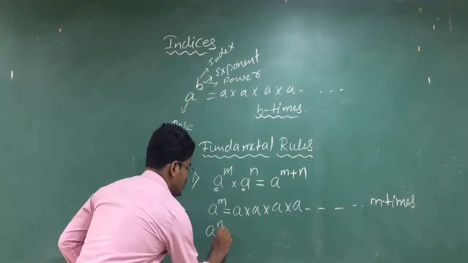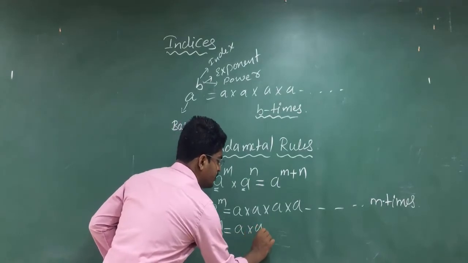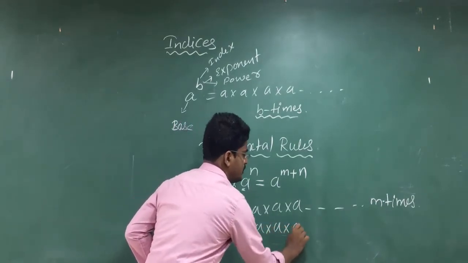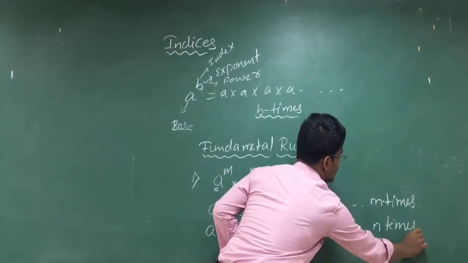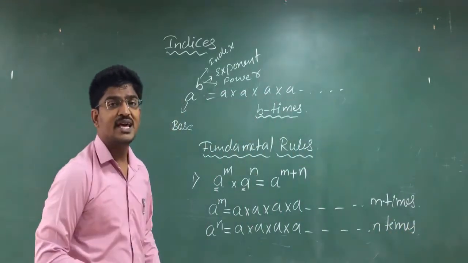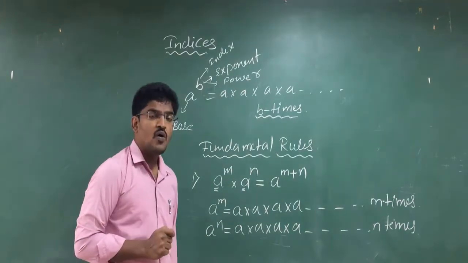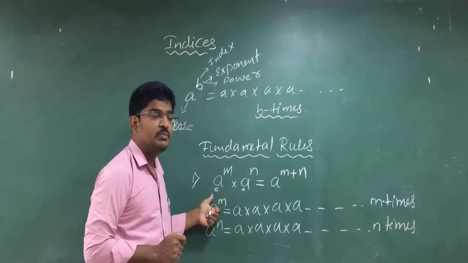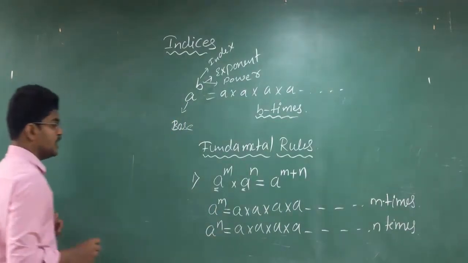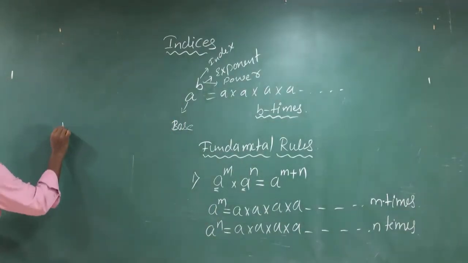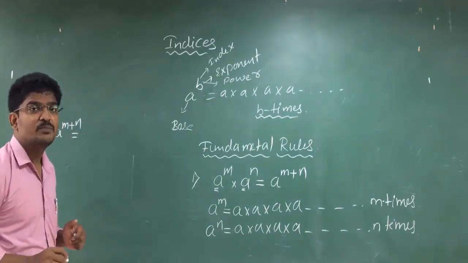Next, a to the power of n means a has to be multiplied for how many times? N times. Clear? Okay. So now you know what is a to the power of m, and you know what is a to the power of n. Can you tell me what is a to the power of m plus n?